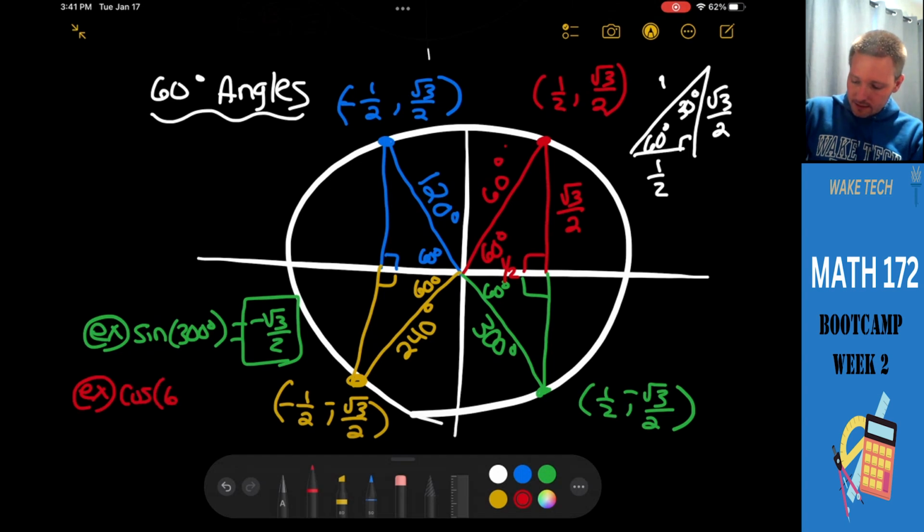Cosine of 60 degrees, we'll go to 60 degrees. Get the cosine ratio, that's the x one. Sine at 60 degrees is a half.